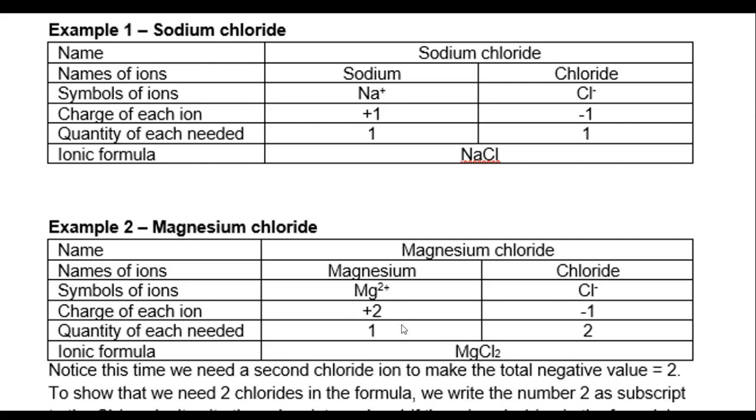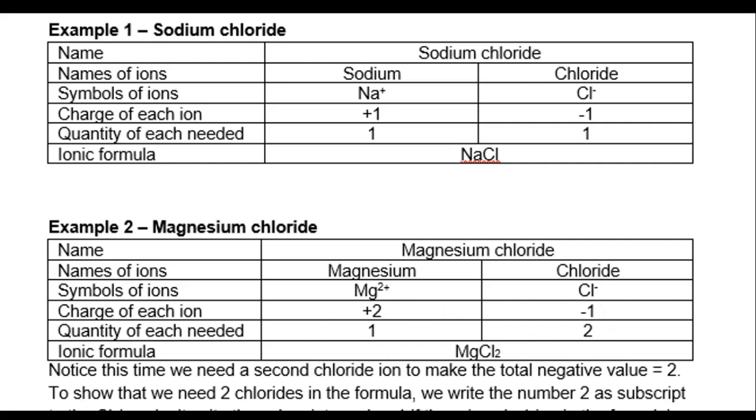For our ionic compound, we need to make it neutral, which means the same amount of each charge. Because chloride ions only have a charge of -1, we need 2 of them to make up the overall neutral charge. We need positive 2 and negative 2. So we need 2 of those chloride ions to make up -2.